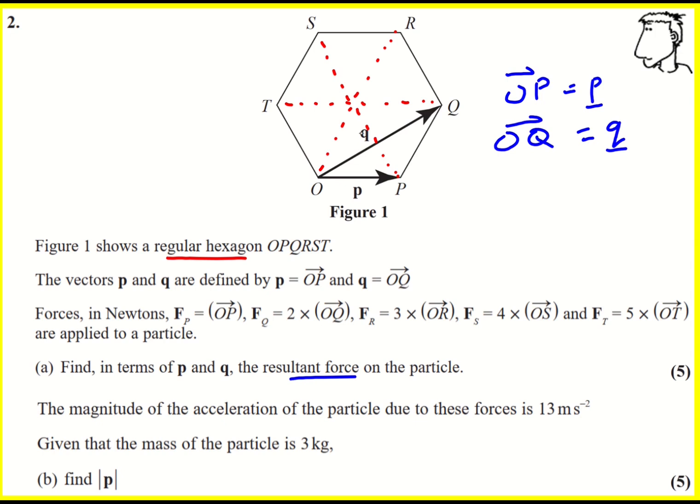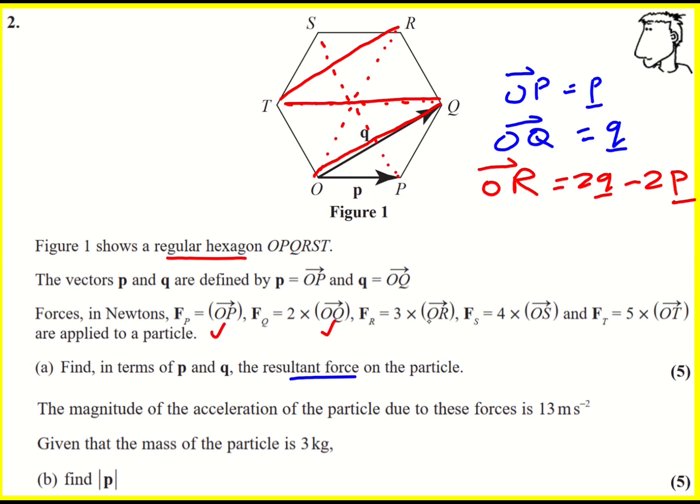Okay, so I want OR, and that means what I could do is go from O to Q, and then I could go back to P, and I could go from T to R. That would get me there. So OR is going to equal Q plus Q minus 2P. Sorry, I said R there, I meant 2P. So I'm going Q minus P plus Q, which gives me 2Q minus 2P. Okay, so I've sorted these.